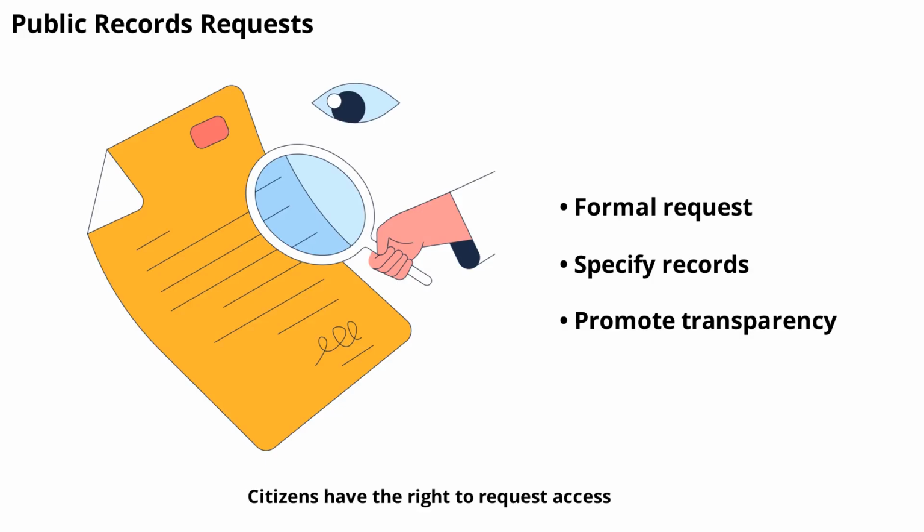Citizens have the right to request access to public records held by government agencies. This process involves submitting a formal application, specifying the records you want, and sometimes paying a fee. Public records requests promote transparency and accountability in government operations.